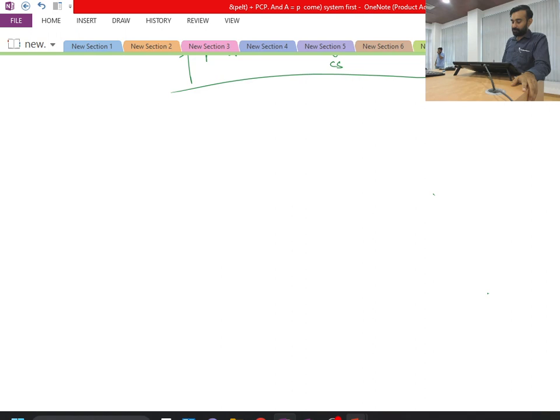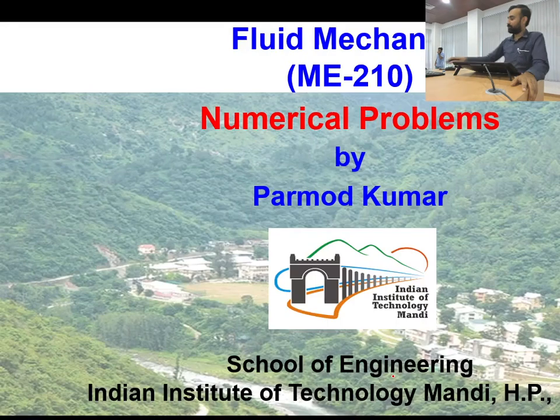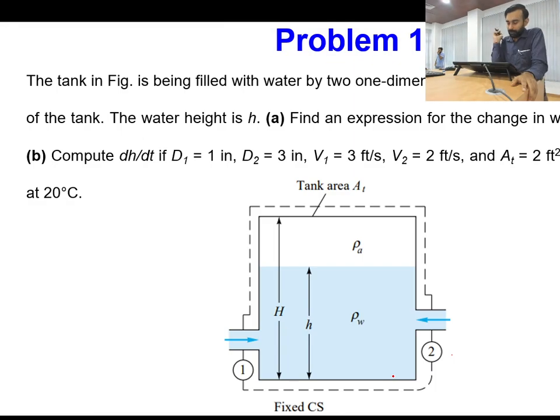Now let's try to see some numerical problems related to these concepts. The first problem we have is a tank, shown in the figure, which is being filled with water by two one-dimensional inlets. Once we hear the word one-dimensional, it means that over the entire area of the inlet, density, velocity, any property is uniform. It is not varying over the inlet. So we have two one-dimensional inlets.